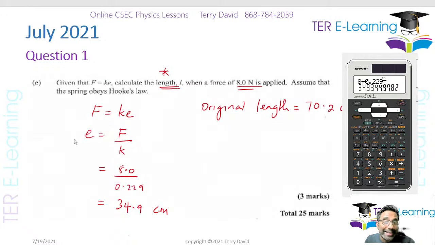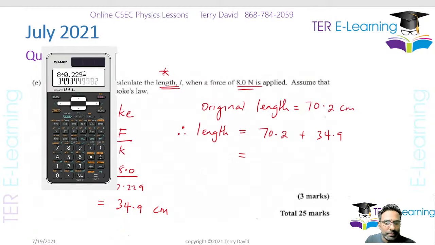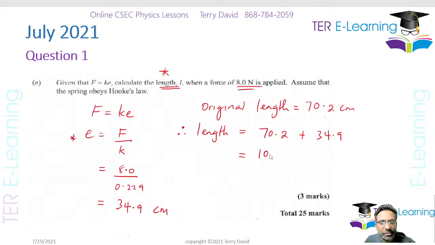Now, what we just worked out here, we worked out extension, right? So when they say calculate the length, I know some people may not have done this. So the length is equal to the original length of the spring, which is 70.2, and we need to add that to the 34.9. I don't know how many of you all did that, but that's what we need to do. So 70.2 plus my extension, which is 34.9, and I'm going to get 105.1. So this here is 105.1 centimeters, right?